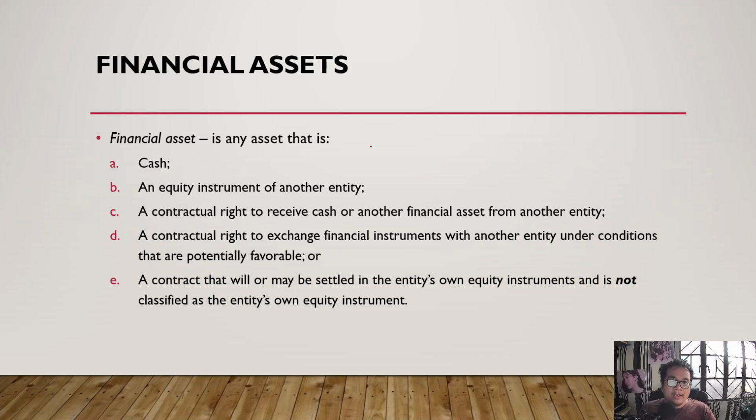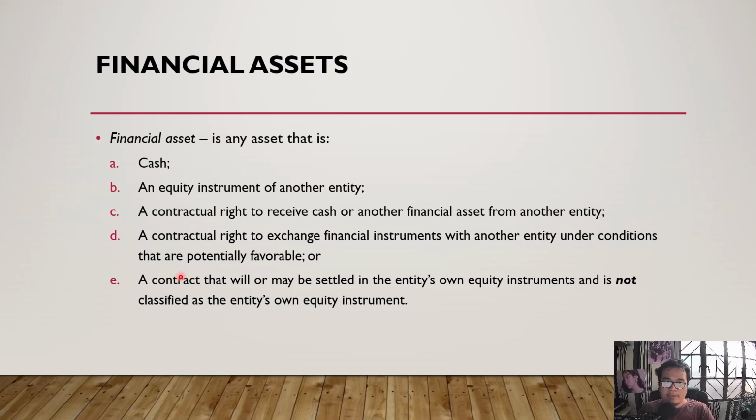So, financial assets is any asset that is cash, an equity instrument of another entity, like yung investment is subject. May example naman later on. Basta ito yung mga financial asset: an equity instrument of another entity, a contractual right to receive cash or another financial asset from another entity, yeah? A contractual right to exchange financial instruments with another entity under conditions that are potentially favorable. Kasi nga asset to eh. Favorable asset. Kung unfavorable yan, liability yan. A contract that will or may be settled in the entity's own equity instrument and is not classified as the entity's own equity instrument. May mga examples yan para hindi kayo malibog later on.